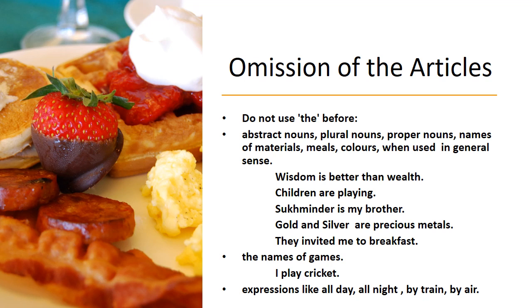Sukhminder is my brother. Now Sukhminder is a name of person, so proper noun. We need not use any article over here. Gold and silver are precious metals. So before the names of materials, we do not use it. They invited me to breakfast. So name of meals.